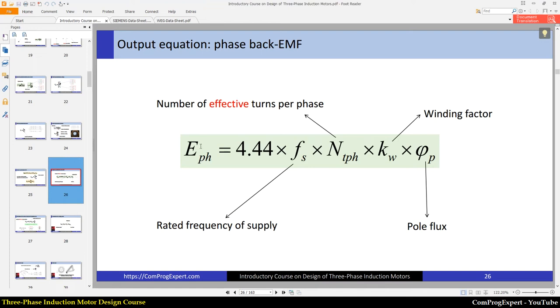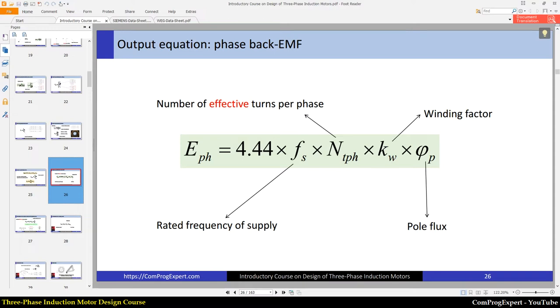Okay. The phase back EMF, as you know, is equal to 4.44 times the rated supply frequency times the number of effective turns per phase times the winding factor and times the pole flux, right? This equation is a well-known equation for AC machines, and this is the RMS value of induced phase voltage. In this equation, phi P is the pole flux, right? It is the total amount of the magnetic flux under one pole of the motor. And Kw is the winding factor. I will explain the winding factor in the next slide.